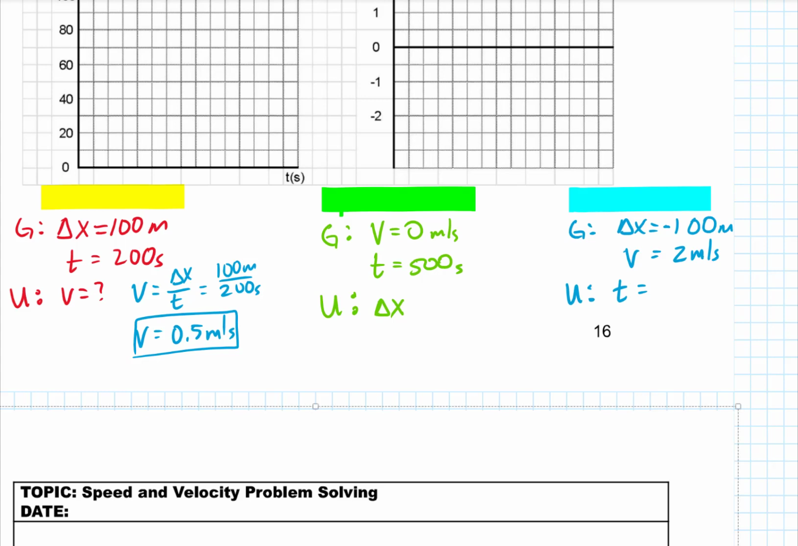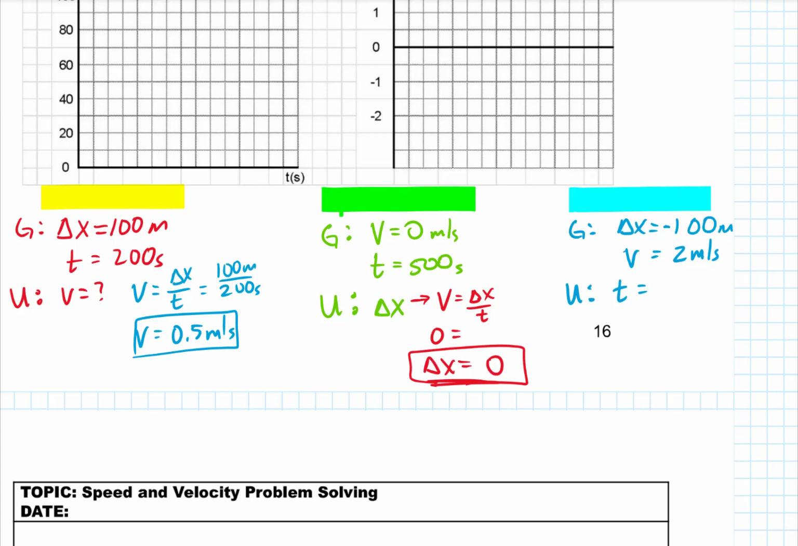For the second one, we want to find delta x. So our equation for that is velocity is equal to delta x over time. So our velocity 0 is equal to delta x over time. The only way for this to work, if we're sitting still, is if the delta x is 0. That's what it means to sit still. It's our last piece there.